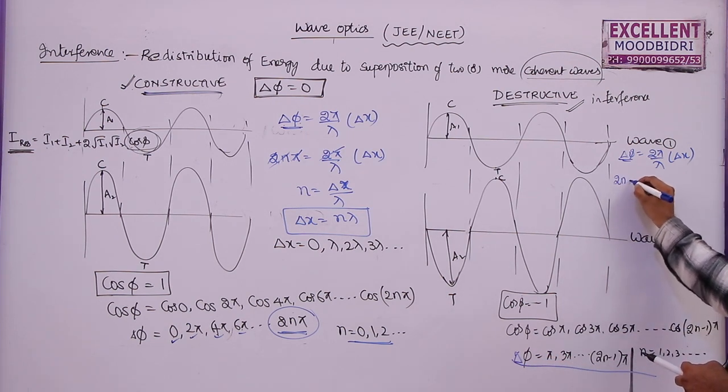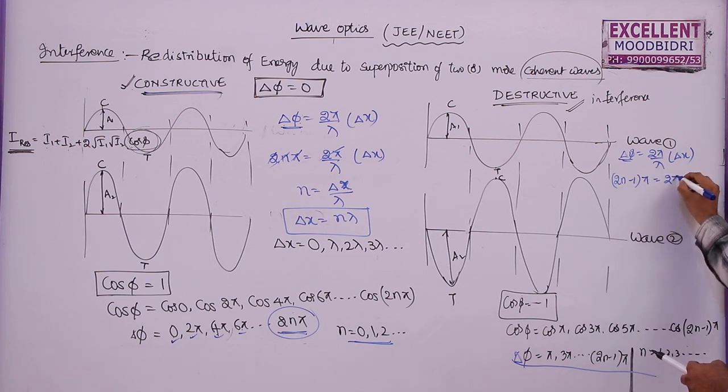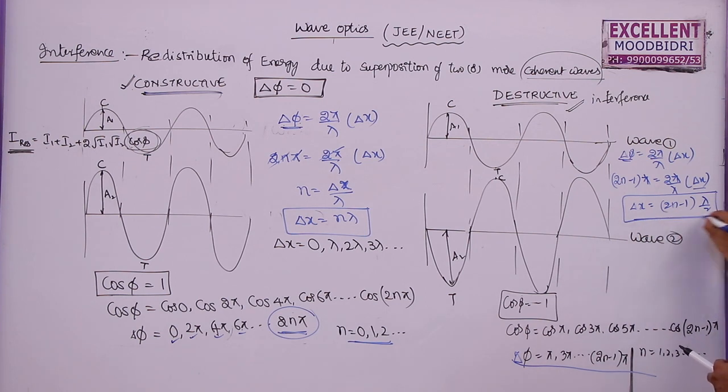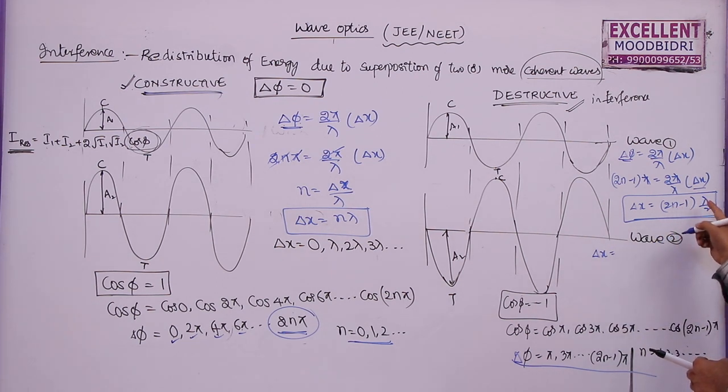So I am going to take the final condition: (2n minus 1) into pi is equal to 2 pi by lambda into delta x. Here you can cancel only lambda. So delta x can be written as (2n minus 1) into, this 2 by lambda will become lambda by 2. So this is the condition: the path difference between the two waves is equal to (2n minus 1) into lambda by 2.